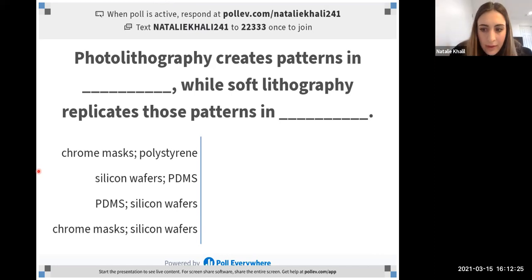Okay, looks like we've hit our threshold. So the majority of you said photolithography creates patterns in silicon wafers, and soft lithography replicates those patterns in PDMS. That is correct. So remember, chrome masks are the masks that are used in photolithography to create patterns on the wafers.